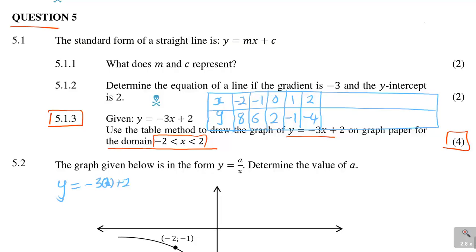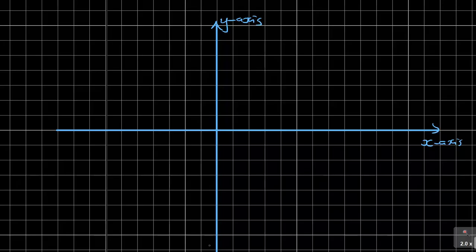With my graph, don't forget what is important. First things first, you need to tell us this is your y-axis, and then you need to tell us this is your x-axis. If you don't, they'll penalize you some marks. Then you go back to look at the table. The highest value of y is 8, and the lowest value of y is -4. So you need to go here and count to see whether you have got 8 up. This is 1, 2, 3, 4, 5, 6.